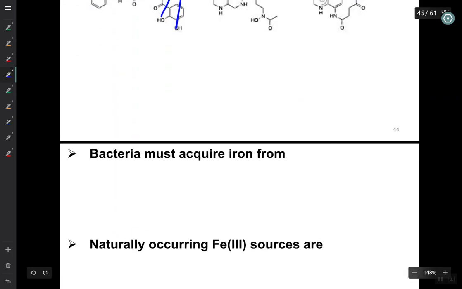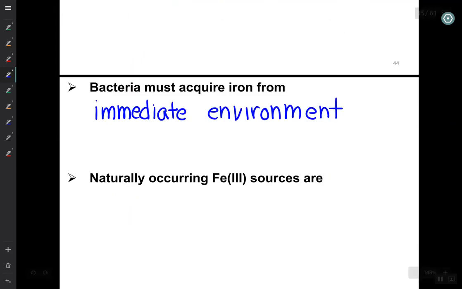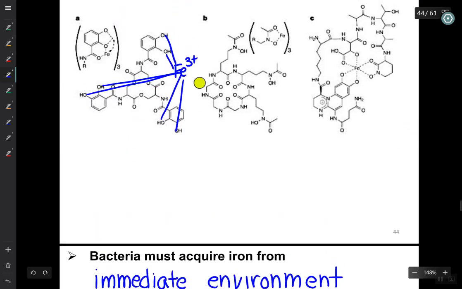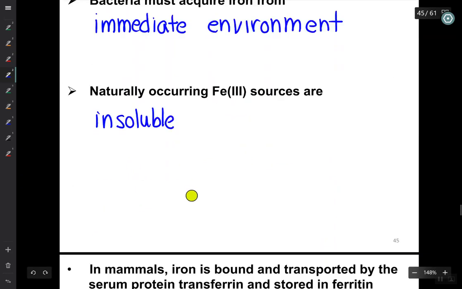So bacteria must acquire iron from the immediate environment. And this is challenging because naturally occurring iron sources are insoluble. Right? So if it's insoluble, that means the bacteria can't just take it up. And so what it has to do is chemically sequester the minerals from the environment into a soluble form, because once it's complexed, it's soluble in water, and so then it can diffuse in the water toward the bacteria.